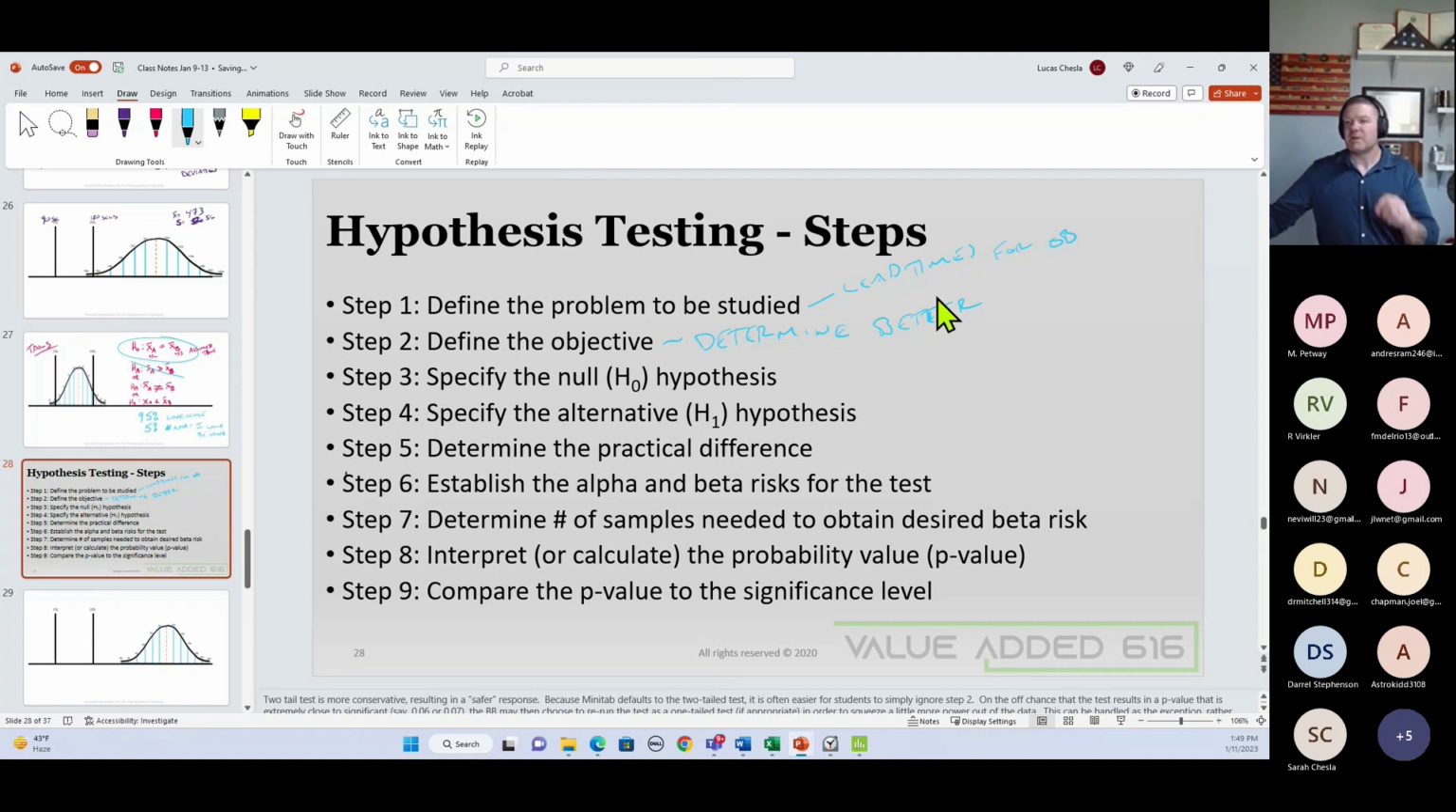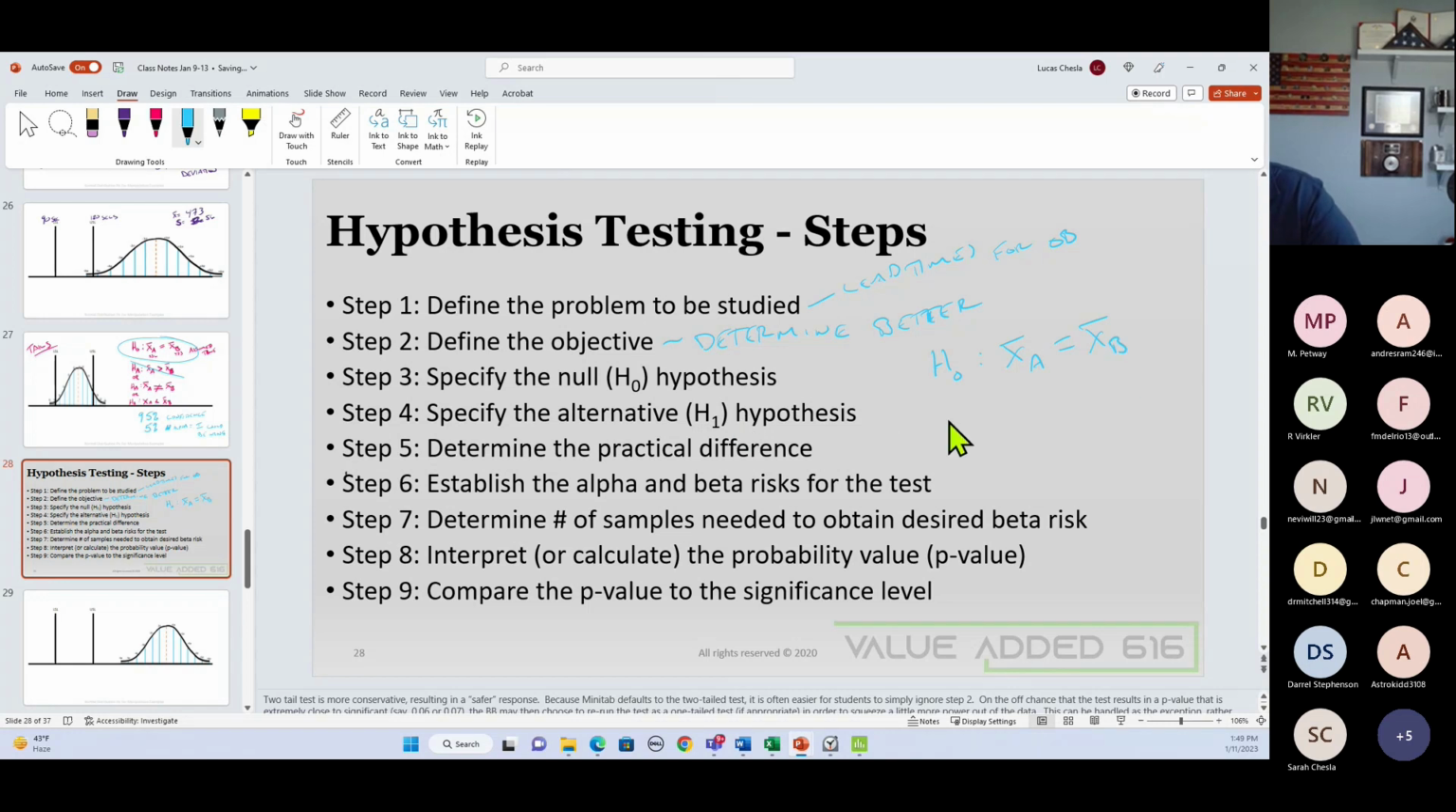Cool. Specify the null hypothesis. Null hypothesis, if you remember, that's considered status quo, right? No change, no statistical significance. So we say the average for team A equals the average for team B.